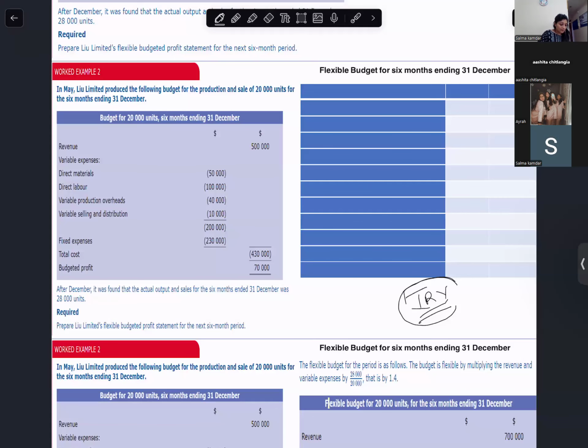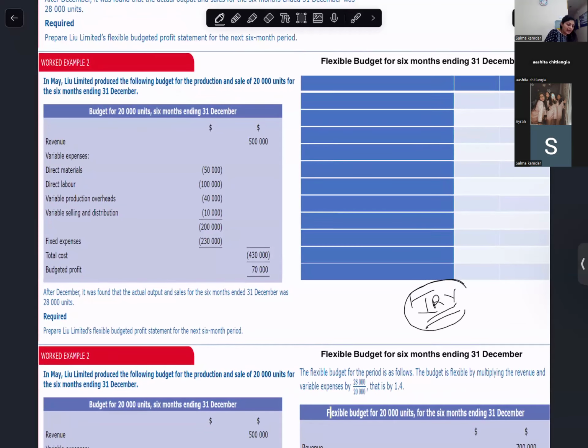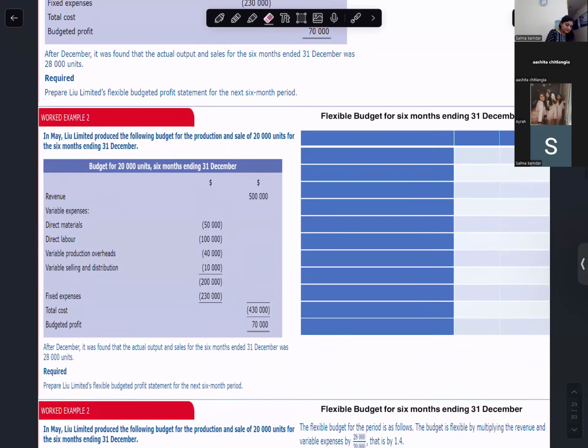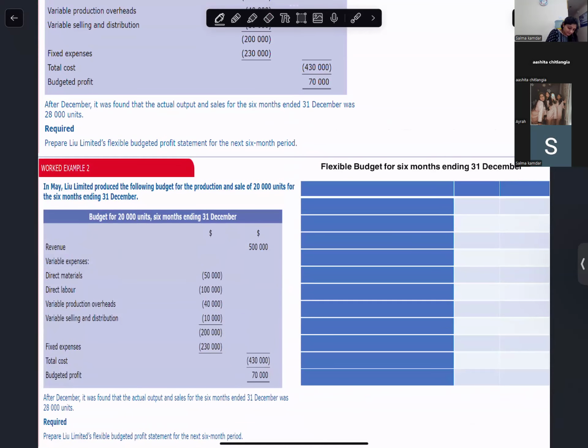Now over here, you know what happens in master budget? Standard rate into standard quantity. So you have the standard rate for standard quantity. What happens in flexible budget? Standard rate into actual quantity.